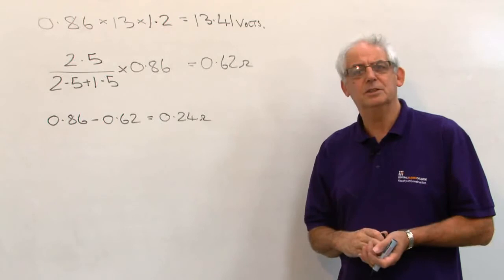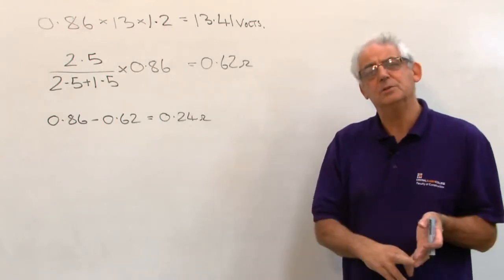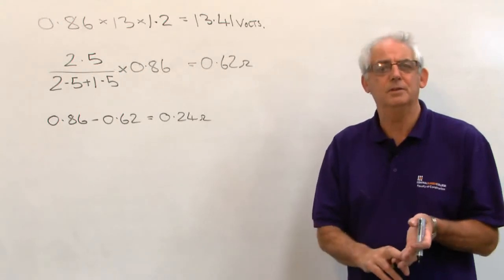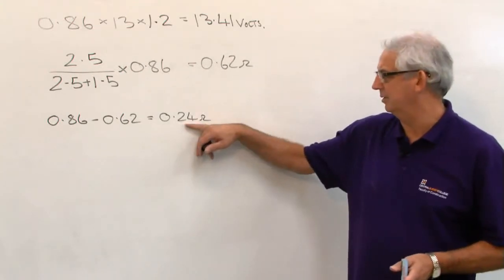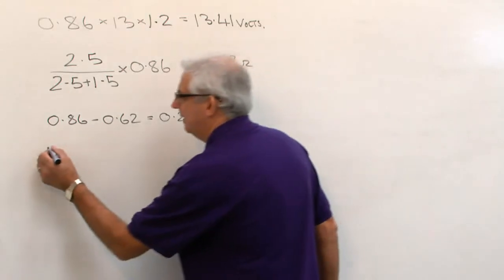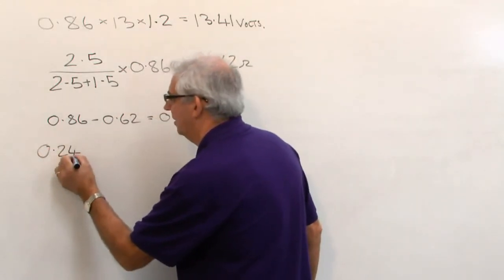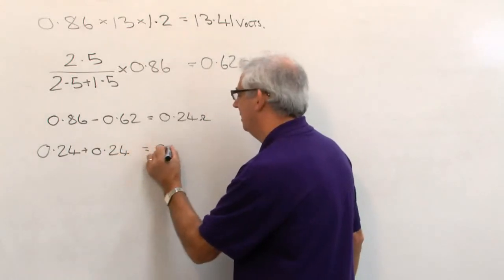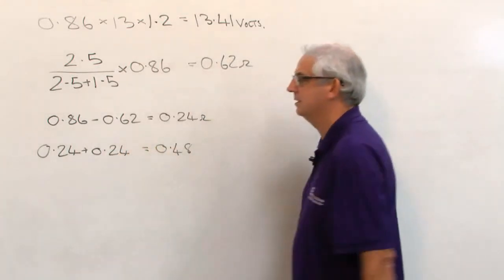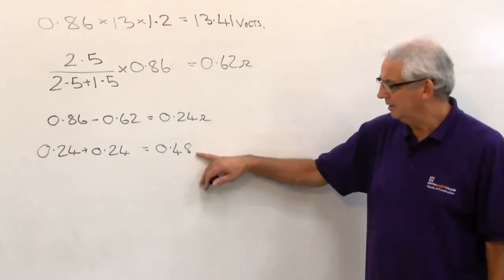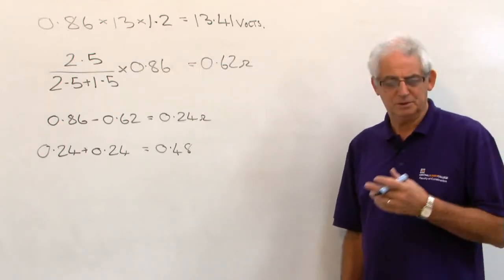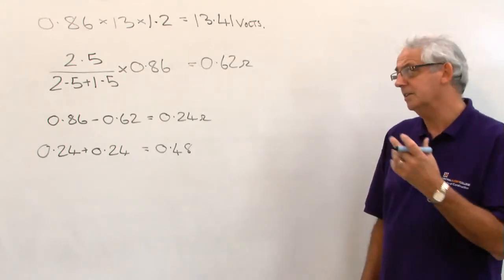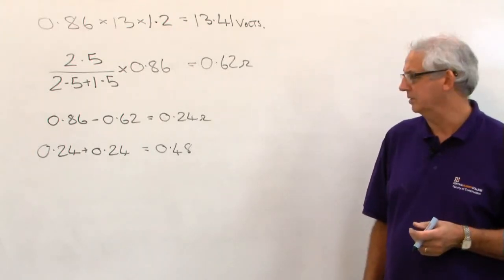We know that in the circuit we have a line conductor and a neutral conductor. To calculate volt drop, I need the resistance of both of those together. All I need to do is simply double that. 0.24 plus 0.24 equals 0.48. This value now is the value I can use in my calculation to calculate volt drop for this circuit, and it's going to give me a very accurate calculation as well.